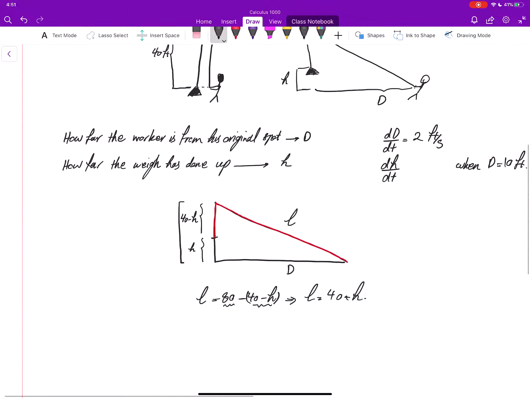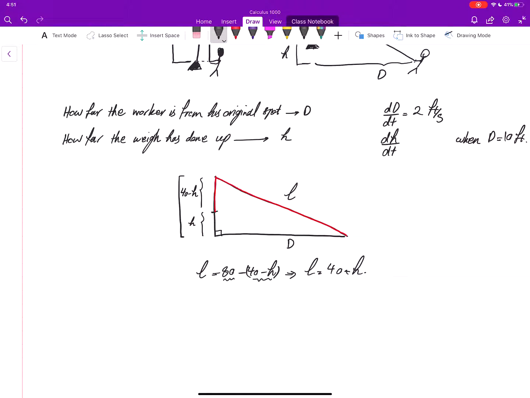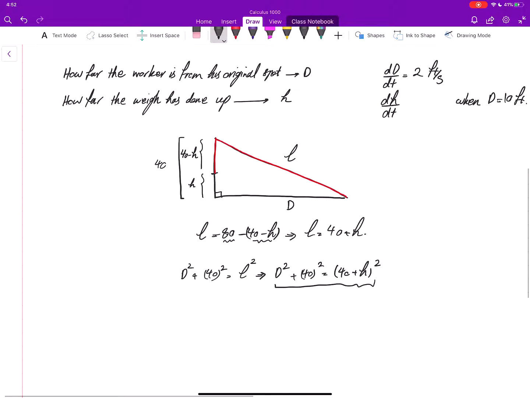Very nice. But why is that important? Because when you have a right triangle, the Pythagorean theorem is the one you have to use. D squared plus 40 squared is equal to L squared. But we can write L squared in terms of H, as (40 plus H) squared. Very nice. We now have a relation between D and H themselves. We can find the derivative of both sides with respect to time.